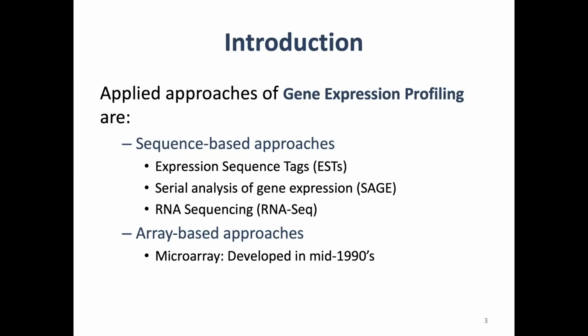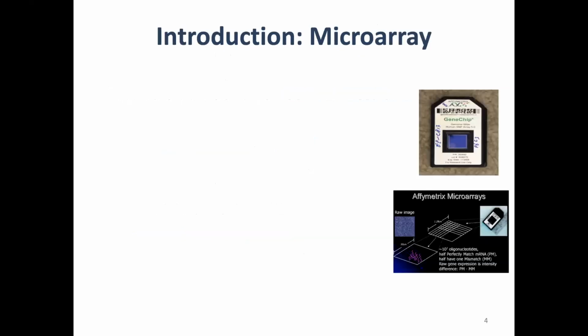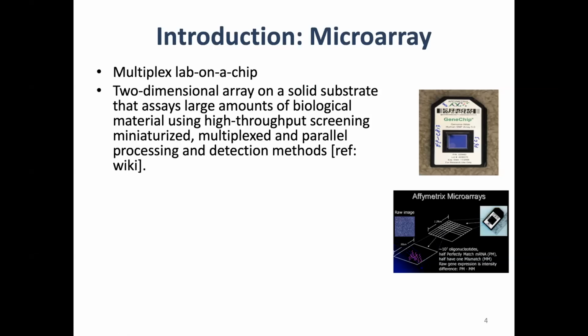So what is microarray? You see the gene chip and the layout of the microarray here in the figure. Microarray is a multiplex lab on a chip. According to Wikipedia, it is defined as a two-dimensional array on a solid substrate. It could be a silicon wafer or glass slides that assesses large amounts of biological materials using high throughput screening, miniaturized, multiplexed, and parallel processing and detection methods.